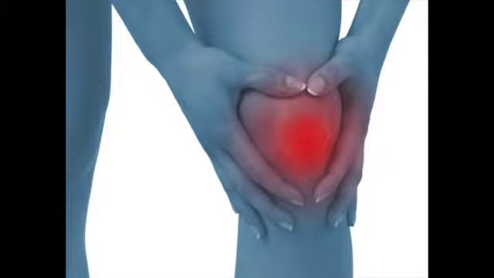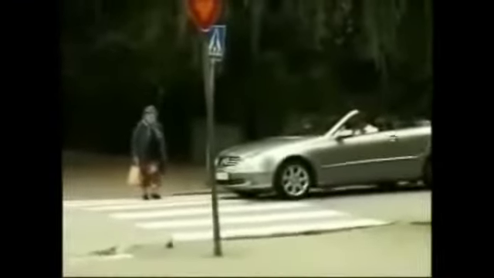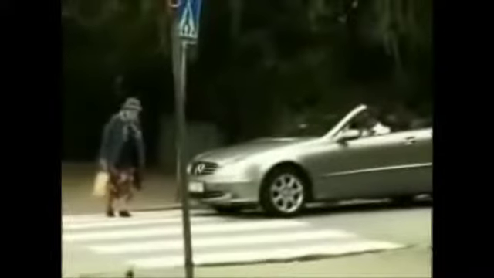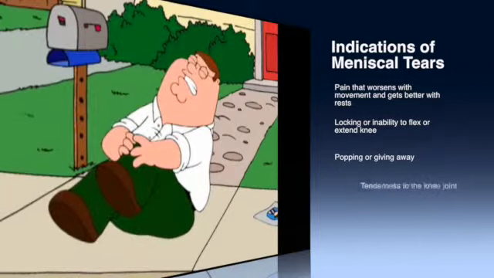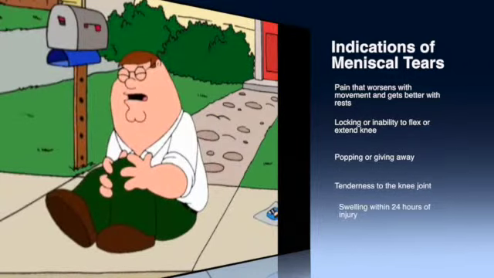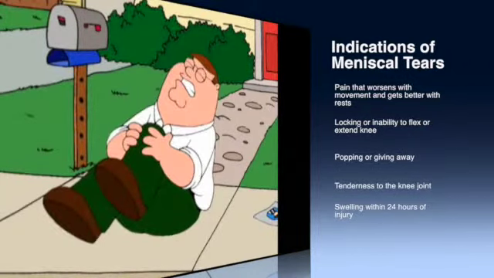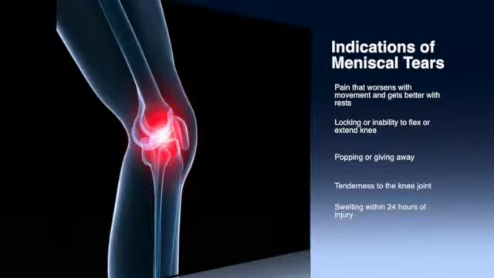Meniscal tears can occur from acute, traumatic injuries like that of Derrick Rose, but can also be seen in an older population from chronic degeneration with mild arthritis. If a tear is present, there will be a handful of signs and symptoms to look for. Indications that there might be a tear are pain that worsens with movement and gets better with rest, locking or inability to flex or extend the knee, popping or giving way, tenderness to the knee joint, and swelling within 24 hours of the injury.